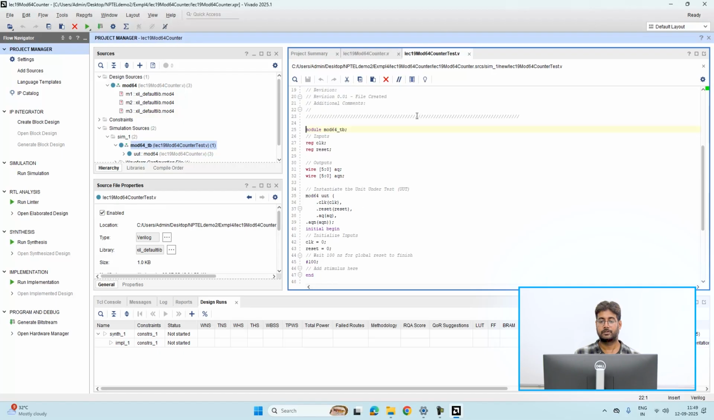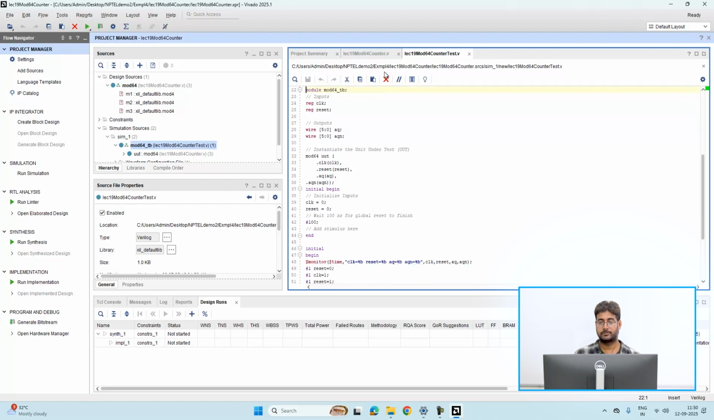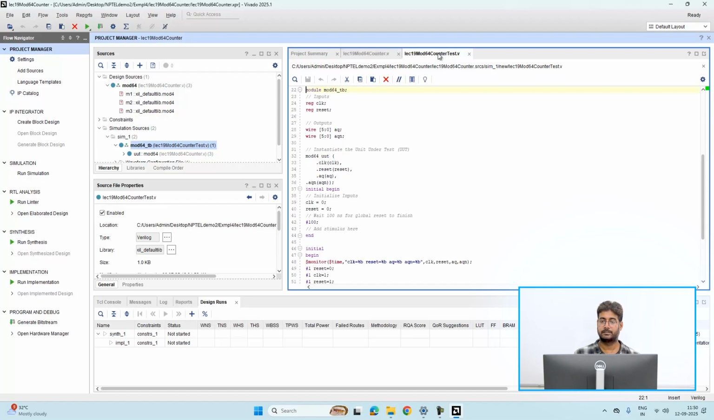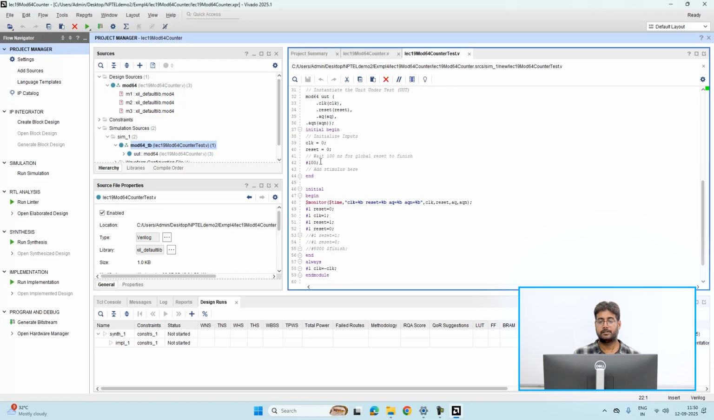This is the test bench for it. Module name mod 64 TB. Inputs are clock and reset. Outputs are defined as wires, and there are 6-bit outputs, AQ, AQN. Instantiation of the unit under test. Mod 64 is the module name, and it has used instantiation of 3 mod 4 counters, which had used instantiation of toggle flip-flops, and that had used instantiation of D flip-flop. So this mod 64 counter is instantiated.